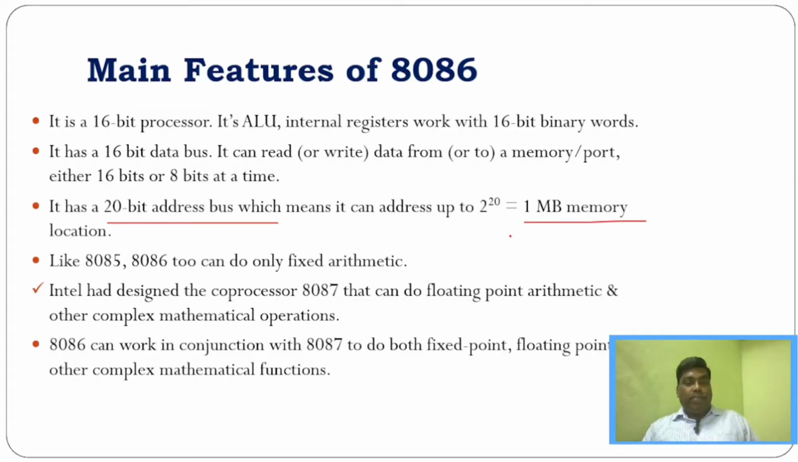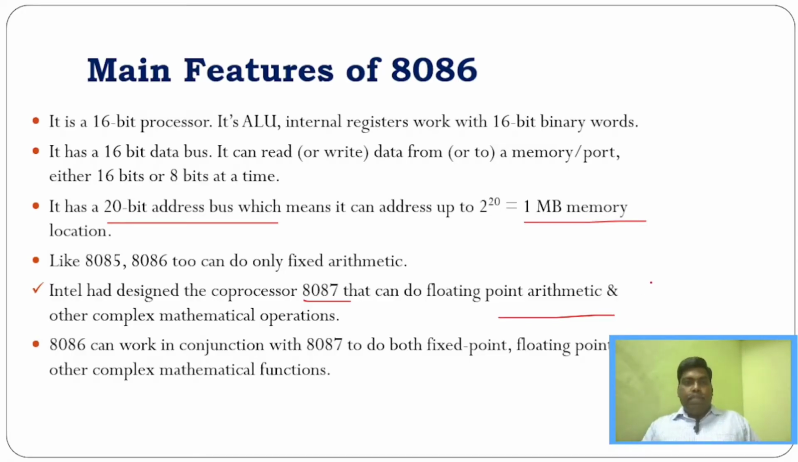The 8086 is not a very highly sophisticated processor; it is designed basically to perform fixed point arithmetic operations. Later Intel designed a coprocessor, the 8087, which can do floating point arithmetic and complex mathematical operations. So 8086 can be combined with 8087 to do fixed point, floating point, and other complex mathematical functions.